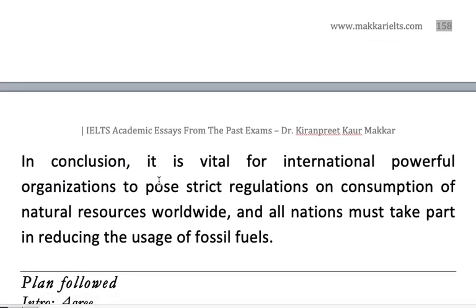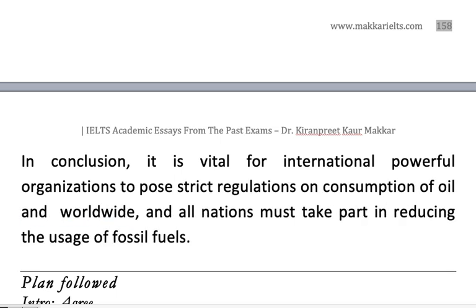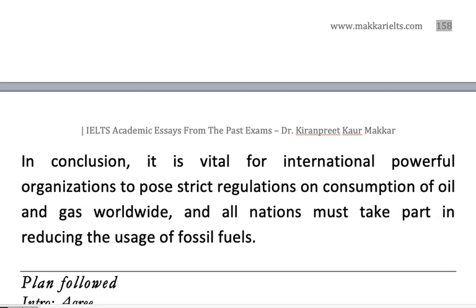Conclusion. In conclusion, it is vital for powerful international organizations to impose strict regulations on consumption of natural resources worldwide, of these conventional sources like oil and gas. And all nations must take part in reducing the usage of fossil fuels.